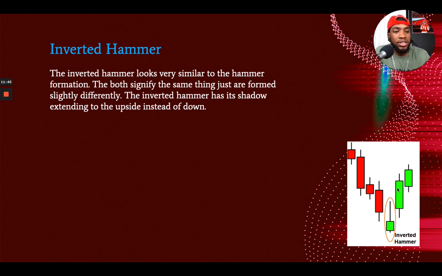So I do like to see another bullish candle close after my inverted hammer or after my hammer, just to give me that real confirmation, unless I'm seeing it come into a nice support zone or creating a higher low of some sort. And then it's like, okay, now I can use that as a little bit more of my confirmation.